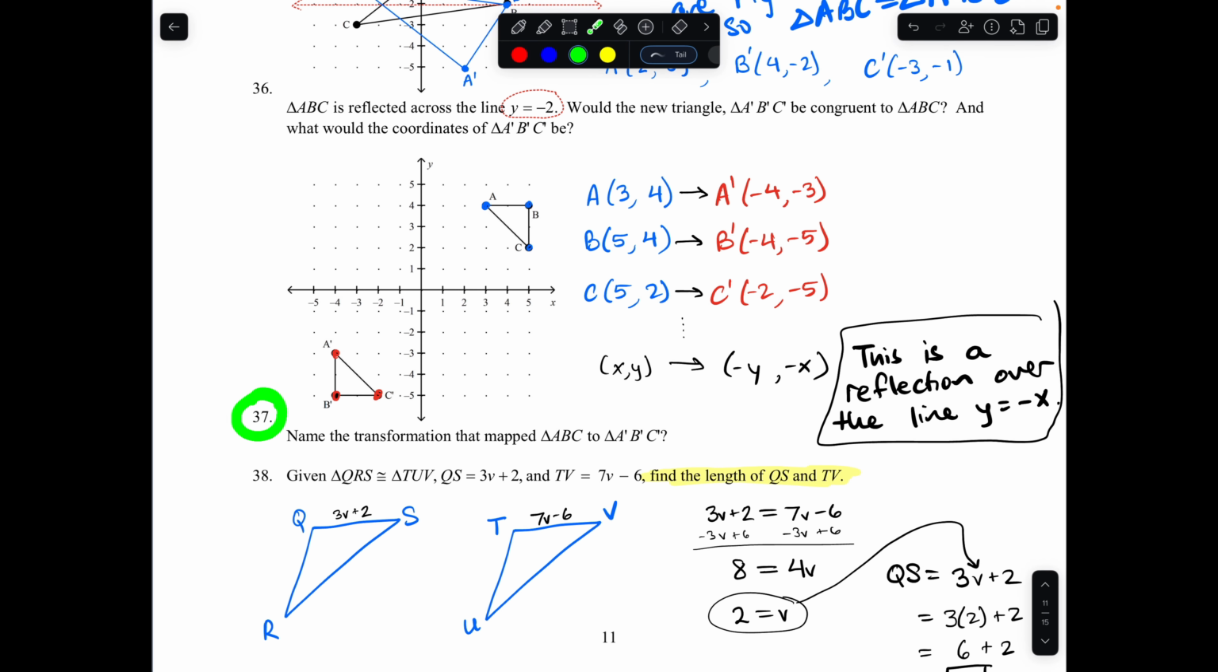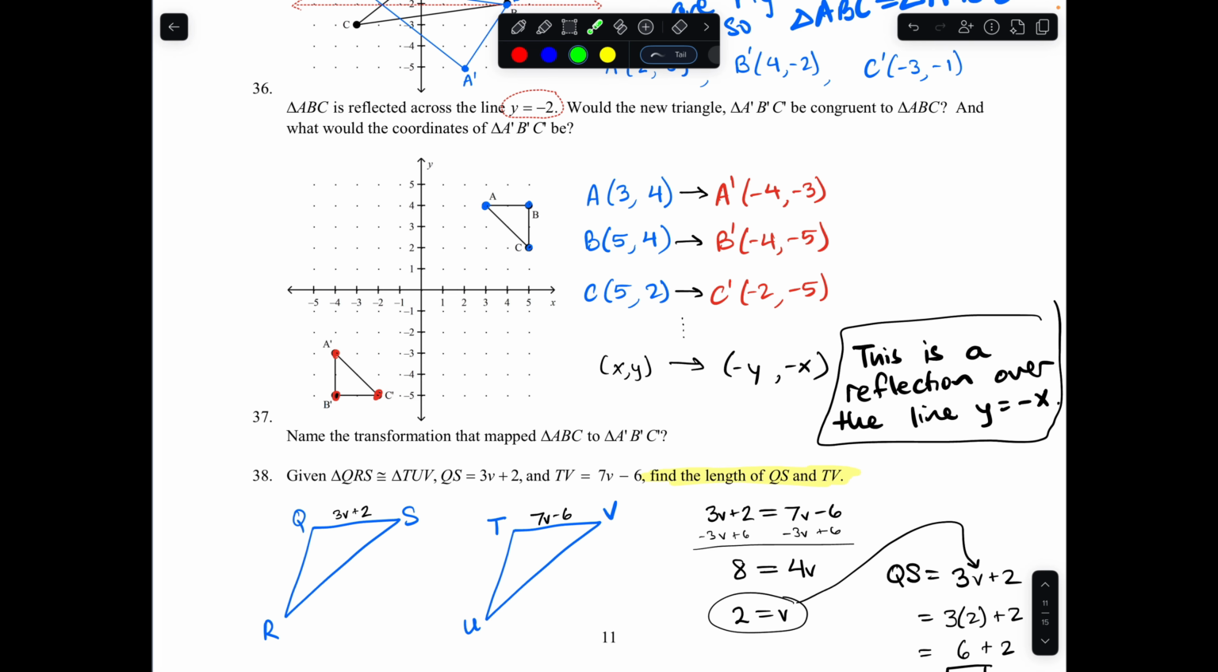All right, number 37. It says, name the transformation that mapped triangle ABC to triangle A prime, B prime, C prime. So we're given our pre-image and our image, and we should be able to just look at the picture and already kind of guess what transformation it might be. If it was a translation or a slide, then the orientation of this triangle would stay the same, and we'd have something else pointed the same way, and we don't, right? Because our right angle is now down here instead of up here.